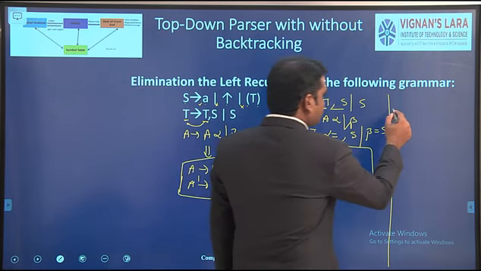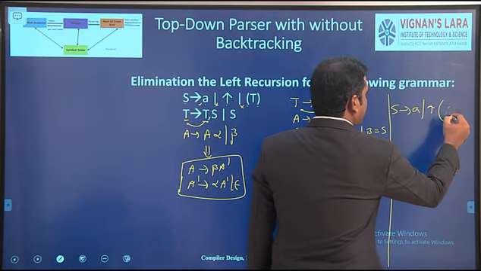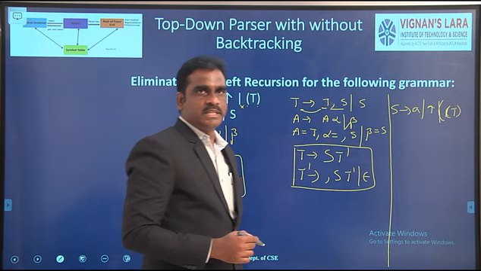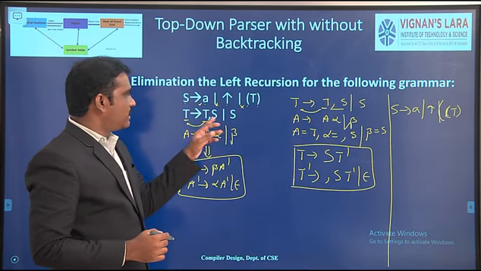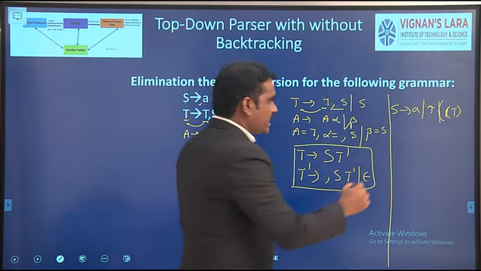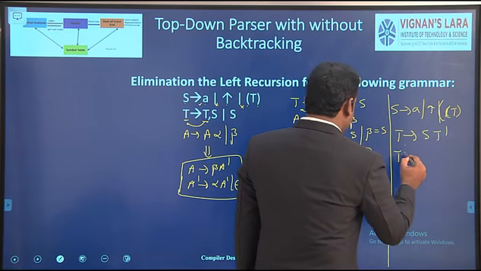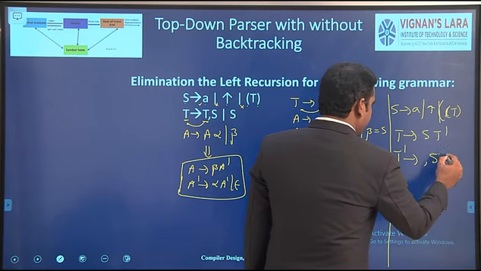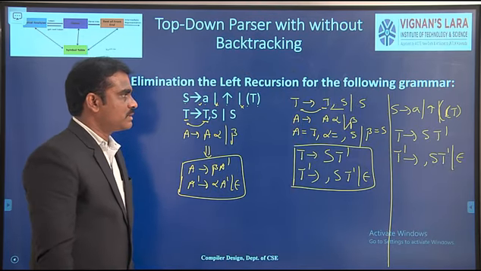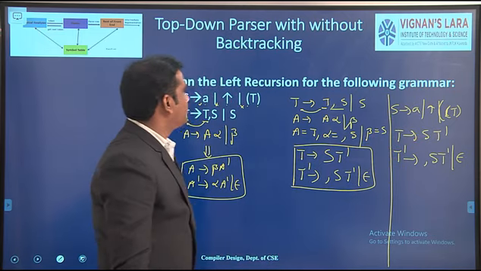Now the final grammar is: the first production is the same. So, S → A | (T). The first production is the same. And the next one, this production, is replaced with these two productions. So, T → ST', and then T' → ,ST' | epsilon. So this is the final result.